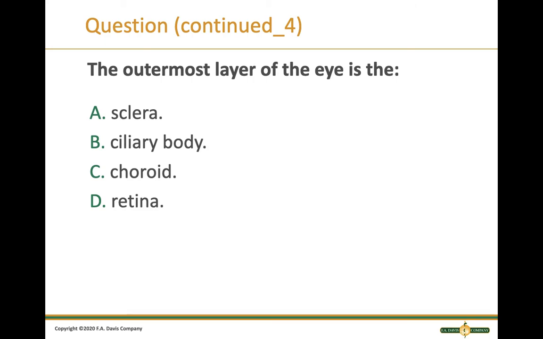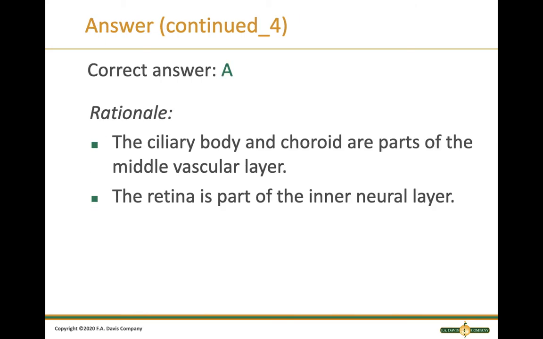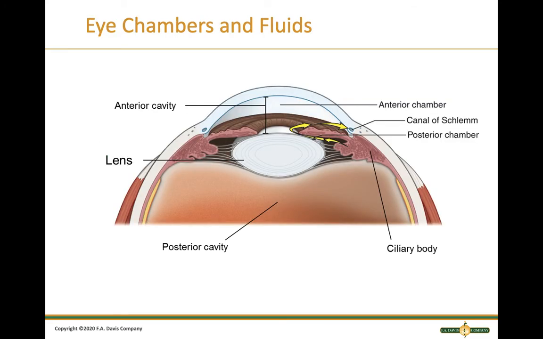So the outermost layer of the eye is the sclera. And if we look at a cross-section through the eye, we can see the anterior cavity. This is between the lens and the cornea, and this layer is full of aqueous humor. You can see these arrows showing where the aqueous humor is produced, and then normally it's reabsorbed there in the canal of Schlemm, so we're constantly making more and reabsorbing it.